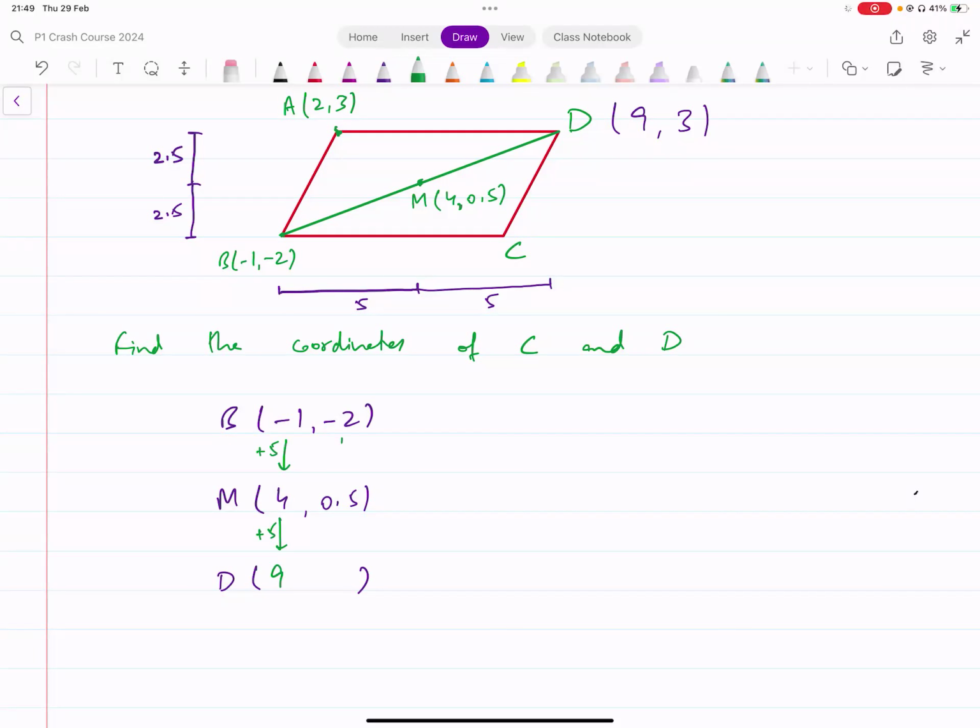Similarly, how much do you have to add to -2 to get to 0.5? You have to add 2.5. You add 2.5 more here. That gives you 0.5 plus 2.5, that's 3. So the coordinates of D therefore are 9 and 3.